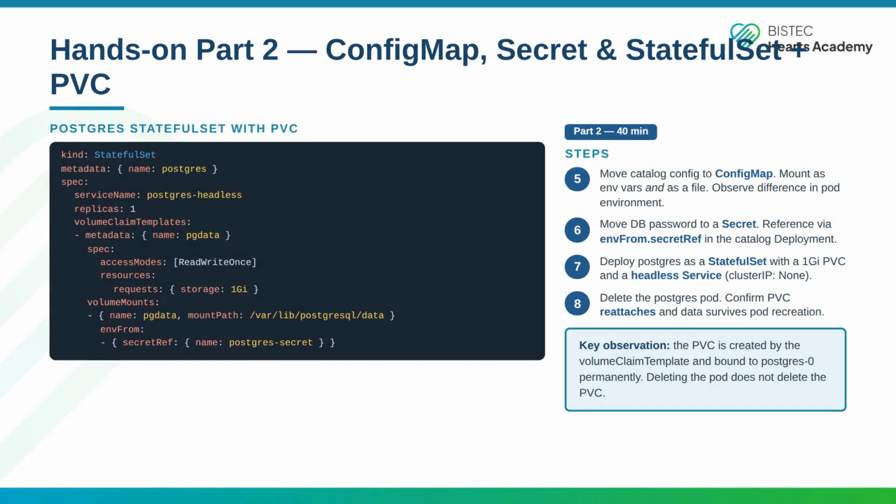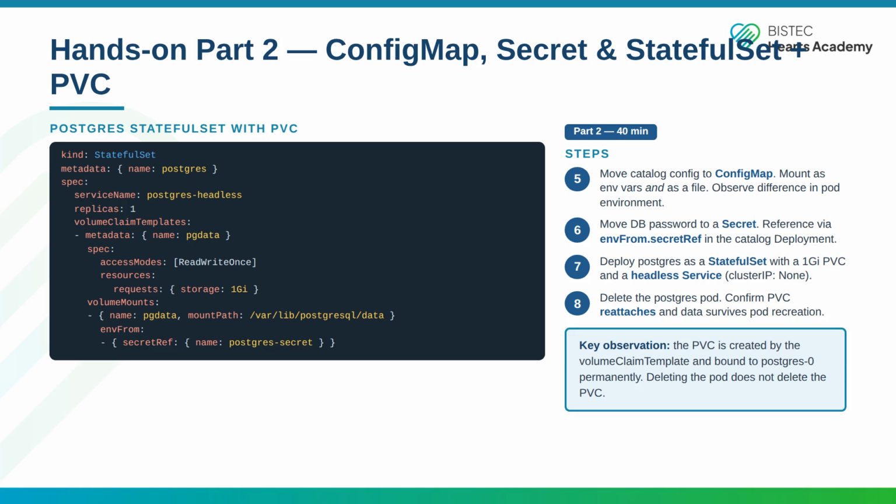Part 2 builds on Part 1. You have a running catalog deployment. Now you extract configuration into config maps and secrets, and add Postgres as a stateful set with persistent storage. Step 5. Take the environment variables currently hard-coded in your deployment and move them into a config map. Do this twice, once using envFrom to get all values as env vars, and once mounting the config map as a file. Exec into the pod and verify both approaches work.